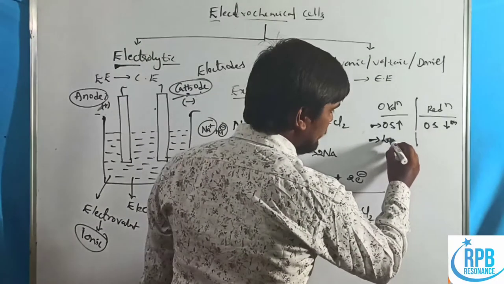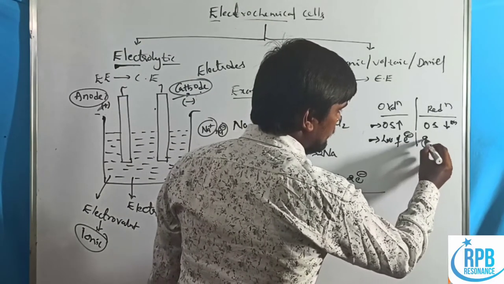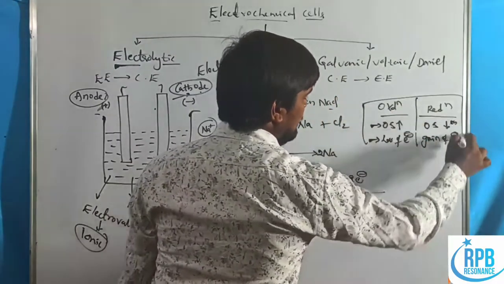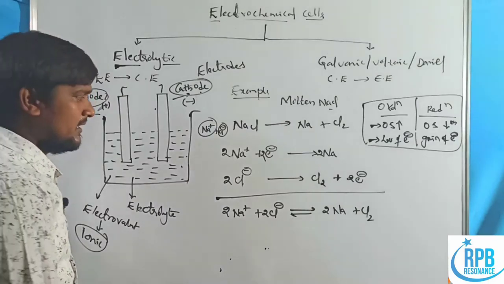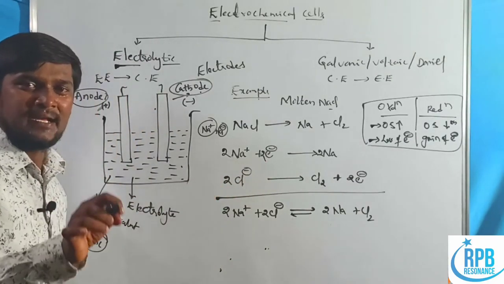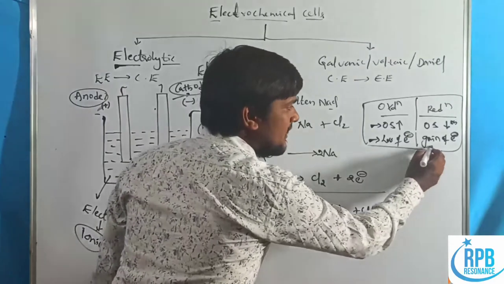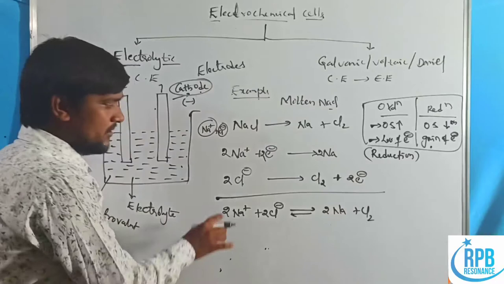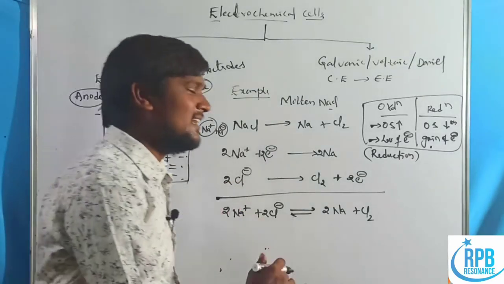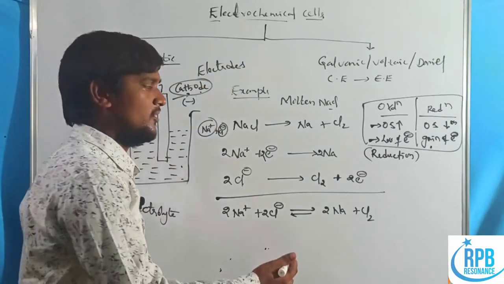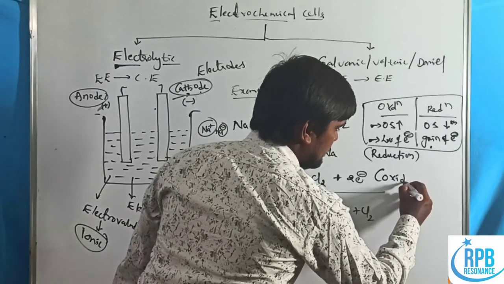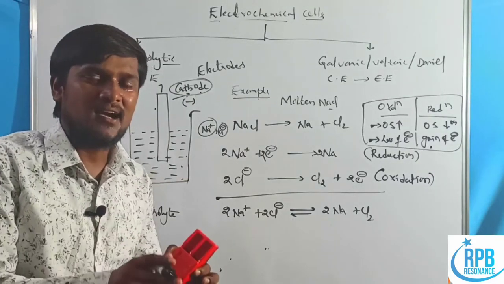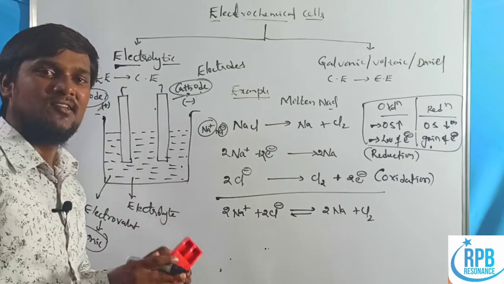Now the second case: loss of electrons is oxidation, gain of electrons is reduction. So with the help of these definitions, here the sodium cation gains the electron, so gain of electrons is the reduction. Okay, now here the 2 moles of chloride release their own electrons. That's why oxidation occurs here.